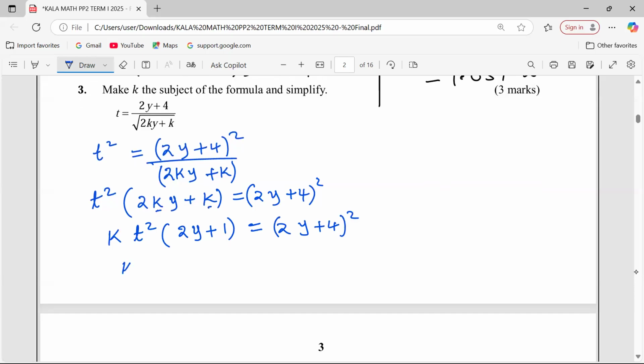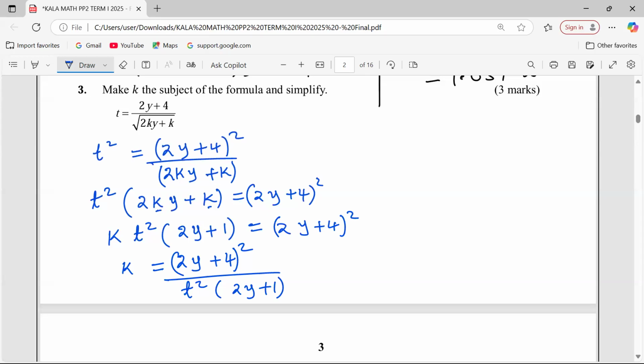How do we remain with k? We divide through by the coefficient of k. So k equals 2y plus 4, this one being squared, and everything divided by t squared into 2y plus 1. The reason why I'm not expanding t squared into 2y plus 1, and also the numerator, 2y plus 4 squared.